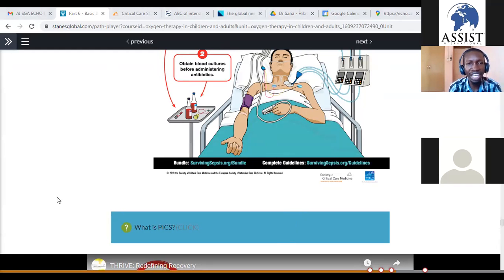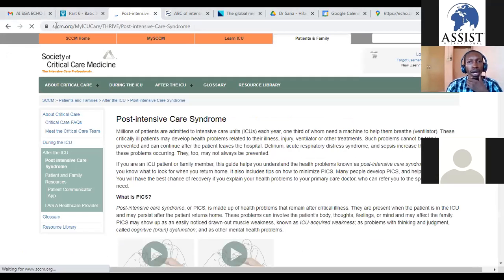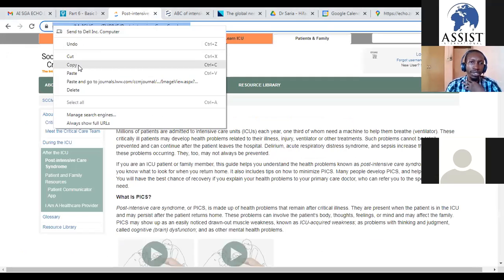What is PICS, P-I-C-S? This stands for post-intensive care syndrome. If you've ever seen it, it is something that is talked about these days. It is something that is discussed these days. It should be thought about. It's a syndrome. Now, this syndrome comprises several presentations in several domains.